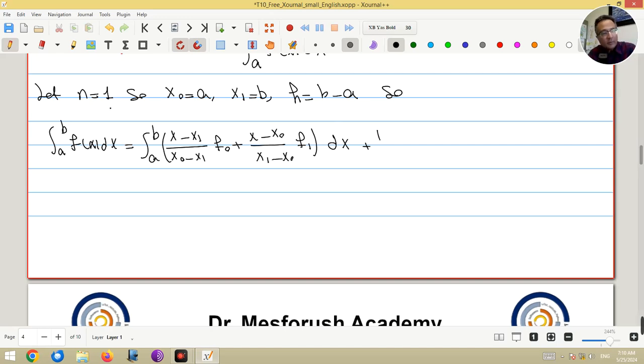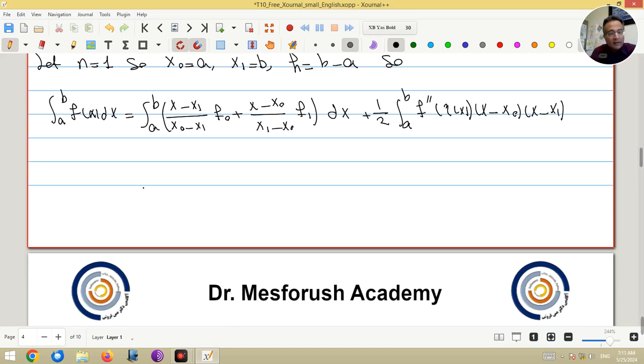1 over (n plus 1) factorial. It means 1 over 2 factorial, integral from a to b of f to the n plus 1, f double prime at eta of x, times x minus x0 times x minus x1. Right? Now let me do some computation for simplicity.